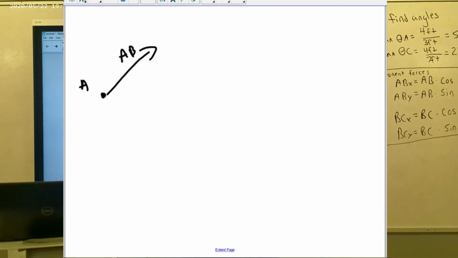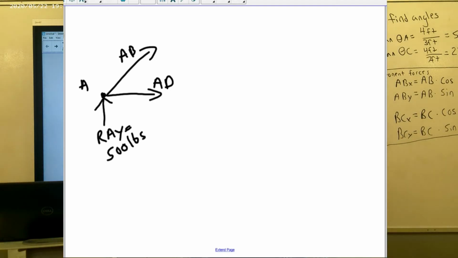I also have member AD. But in addition to that, I have my reaction force in the y direction, which is reaction force AY, which I happen to know equals 500 pounds.